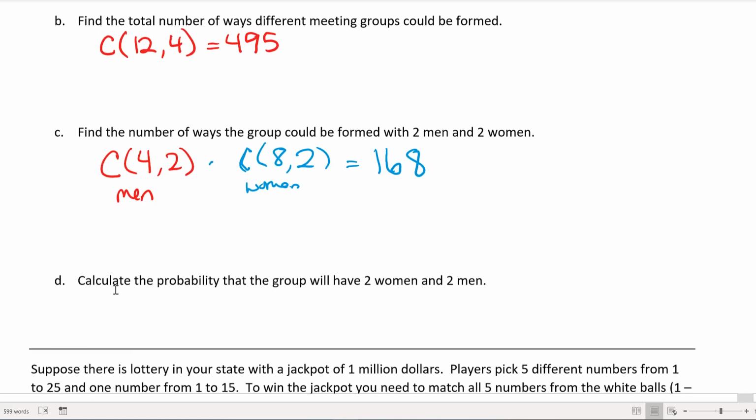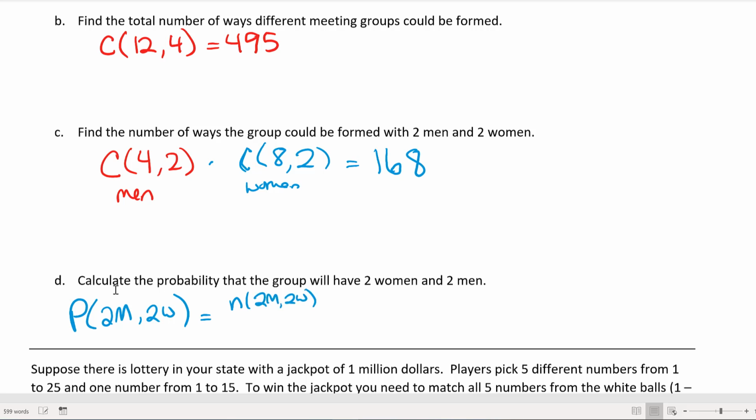So if I put that together, what is the probability that the group will have 2 men and 2 women? So we're trying to find the probability of 2 men, 2 women in the group. That's going to be equal to the number of ways we could have 2 men and 2 women divided by the total number of ways we could have a committee, which in this case was 12 choose 4.